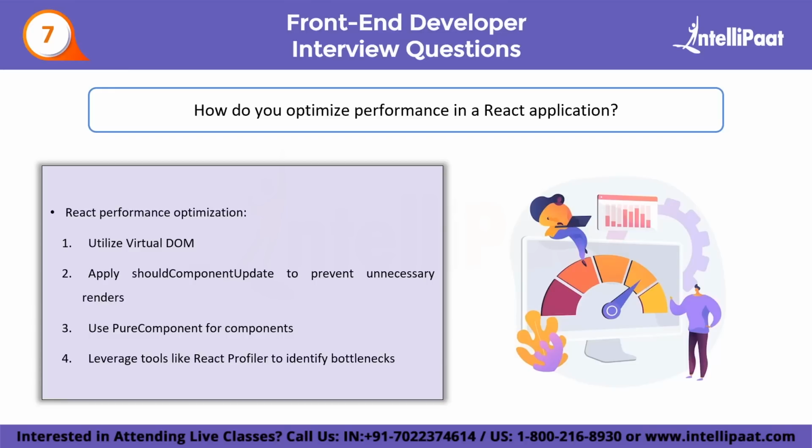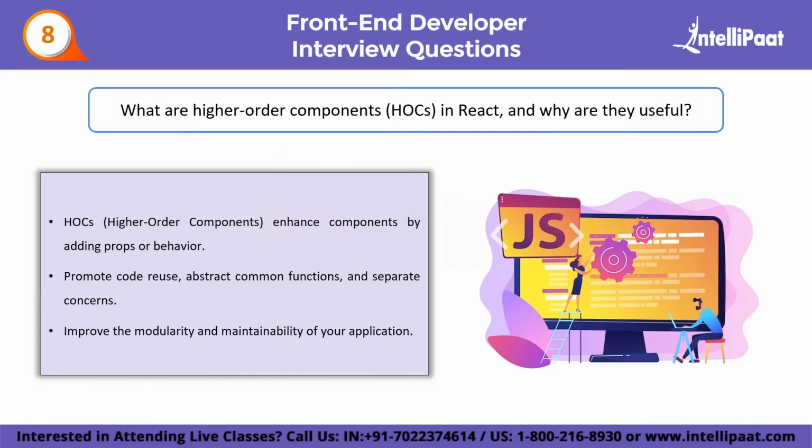Moving on to our next question. What are higher order components or HOCs in React and why are they useful? The answer to this question is HOCs are functions that take a component and return a new component with additional props or behavior. They are useful for code reuse, abstracting common functionality, and separating concerns in your application.